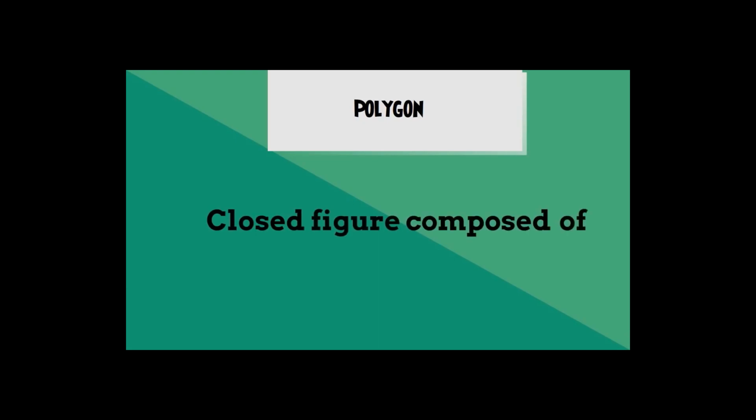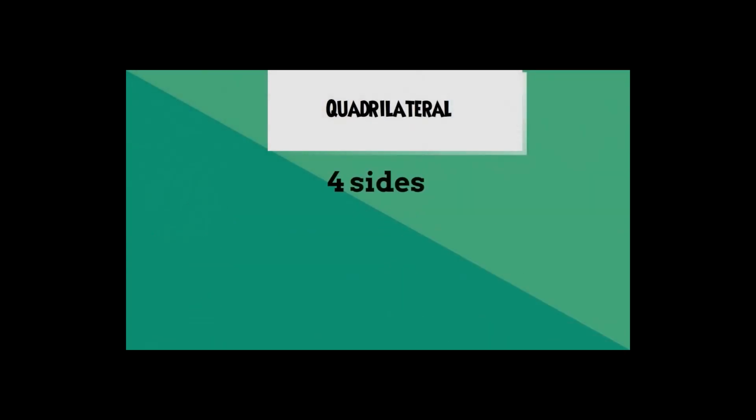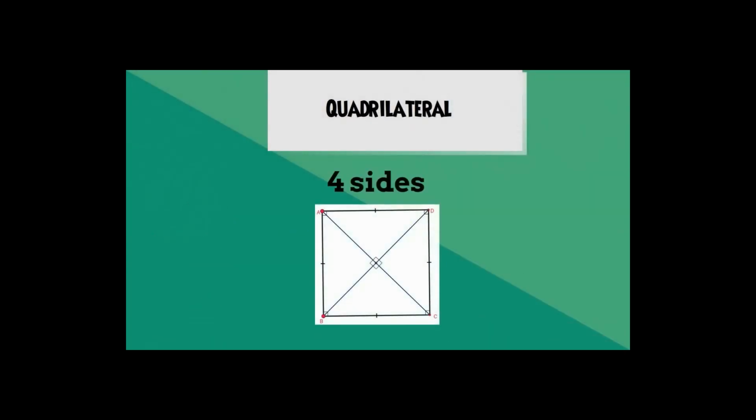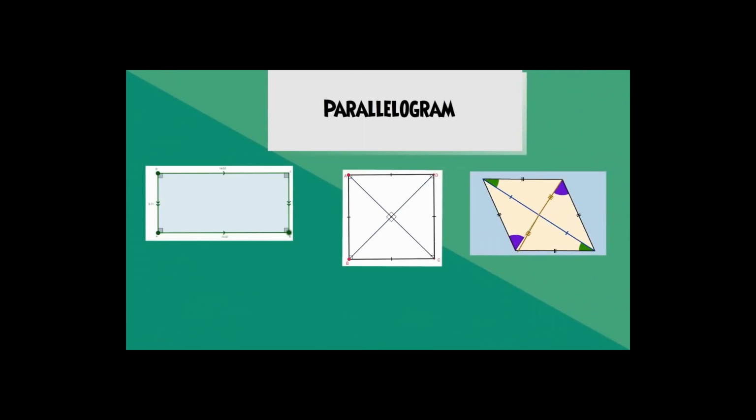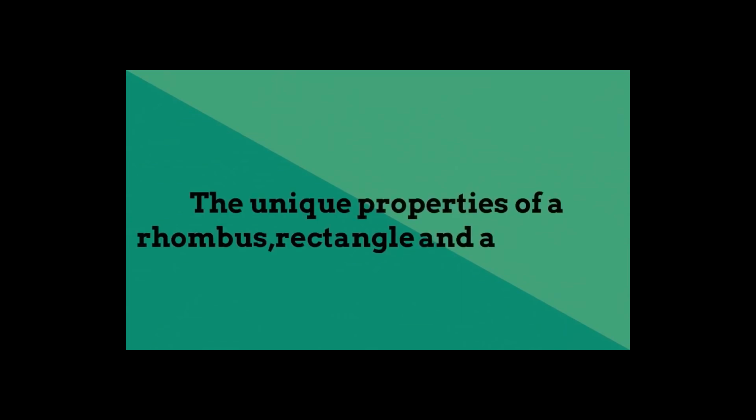Each of these shapes is considered to be a polygon, which is a closed figure composed of line segments. They also are considered to be quadrilaterals, which means they each have 4 sides. They are also all parallelograms, which means they have opposite sides that are parallel. Let's look at some of the unique properties of a rhombus, rectangle, and a square.